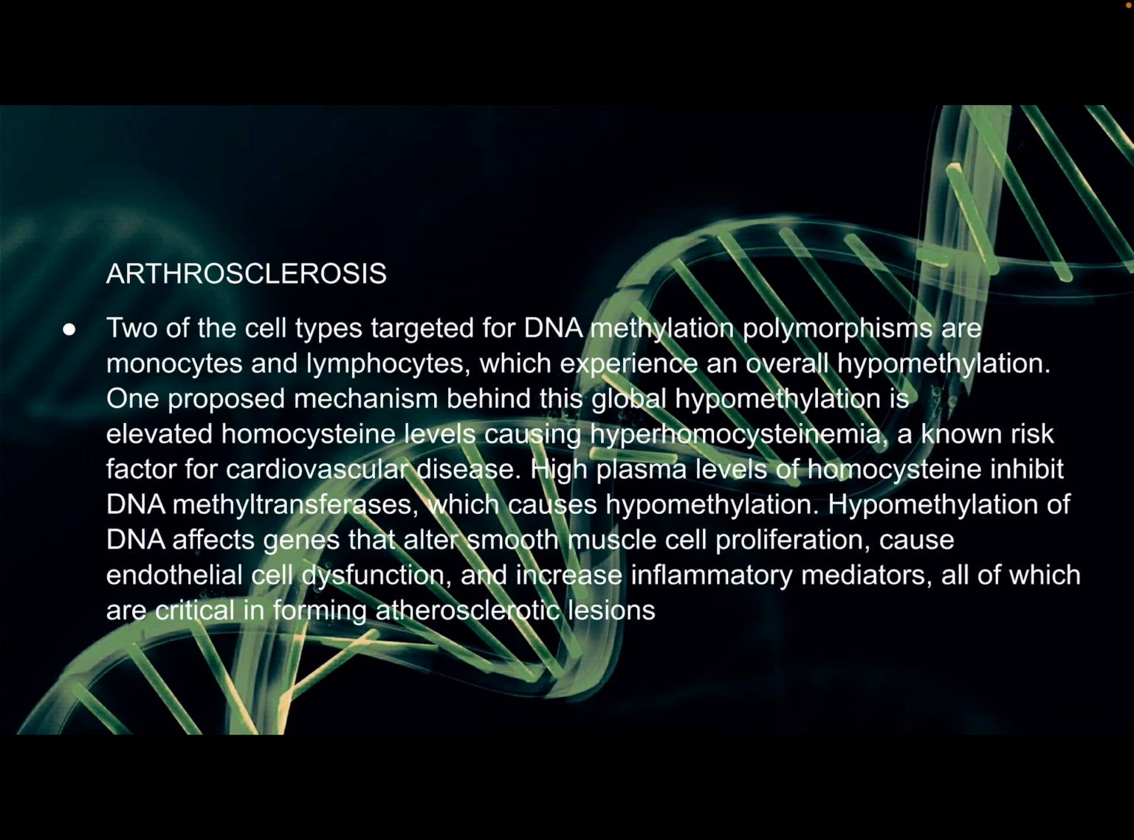Two of the cell types targeted for DNA methylation polymorphisms are monocytes and lymphocytes, which experience an overall hypomethylation. One proposed mechanism behind this hypomethylation is elevated homocysteine levels, which can cause hyperhomocysteinemia, a known risk factor for cardiovascular disease. High plasma levels of homocysteine inhibit DNA methyltransferases, which causes hypomethylation.